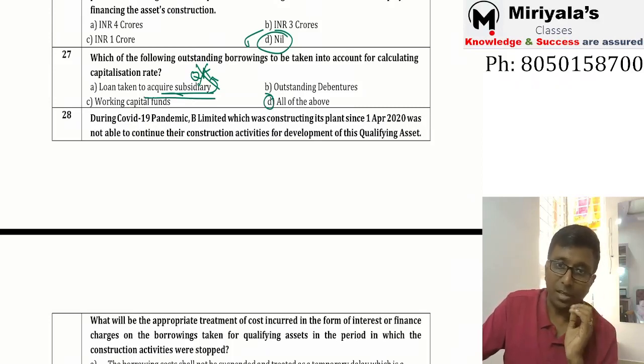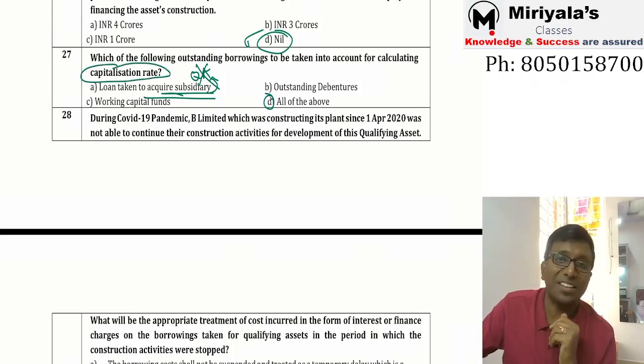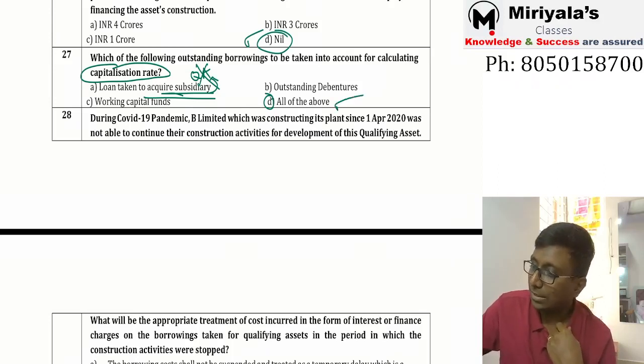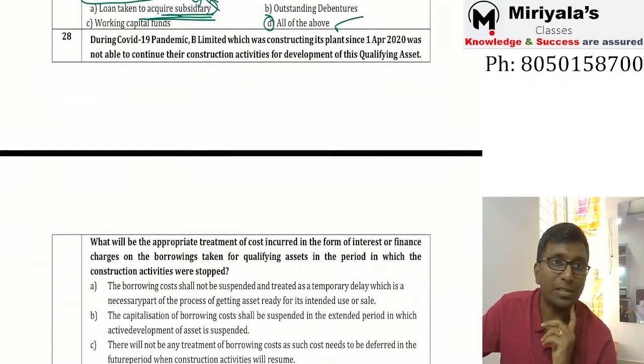Correct, it can be. You have taken a loan to buy the subsidiary, but it is not a specific loan. If it is not a specific loan, then it is going to be general borrowing. Why did the words general borrowing come, sir? They use the word capitalization rate. Capitalization rate is nothing but the weighted average of all the general borrowings outstanding during the period. That's why. Okay, so I have to go with all of the above. They are simply trying to confuse you. Otherwise the matter is nothing.